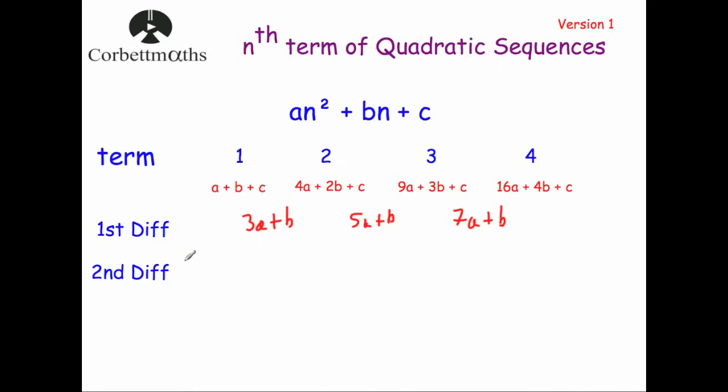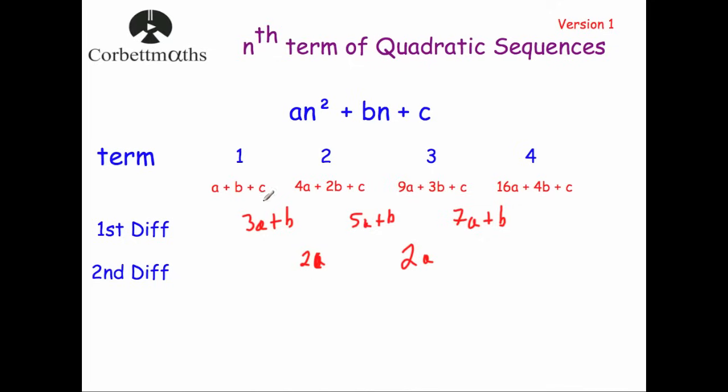Now the second differences is what you get when you take away the first differences. It's gone from 3a plus b up to 5a plus b. If we take those away, we're going to get 2a. If we take these away, you're also going to get 2a. This means that it doesn't actually matter what the quadratic sequence is. The first term will always be a plus b plus c. The first difference will always be 3a plus b, and the second differences, no matter which one you look at, will always be equal to 2a.